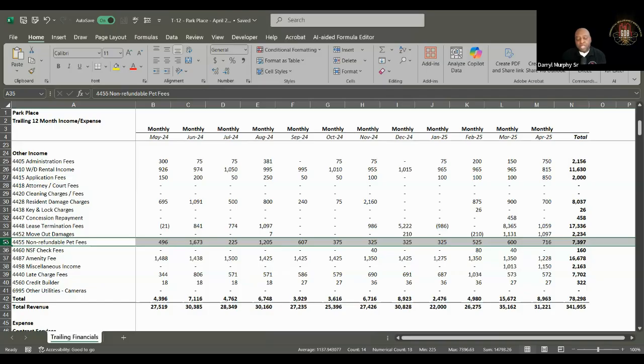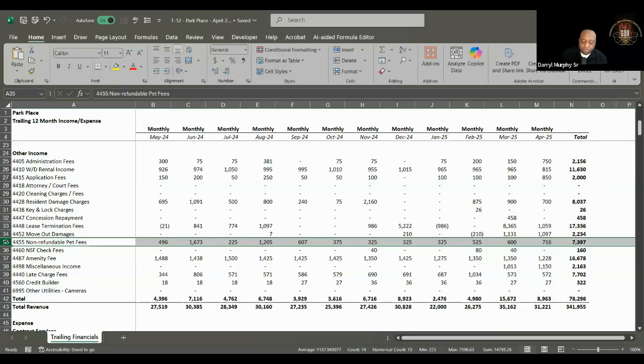The non-refundable pet fee. But you know something, I overlooked that. I just overlooked it and wasn't paying attention. I just want to let everyone know, every single month you're not going to have a non-refundable pet fee. Now, pet rent is different than pet fee. So what does non-refundable mean?